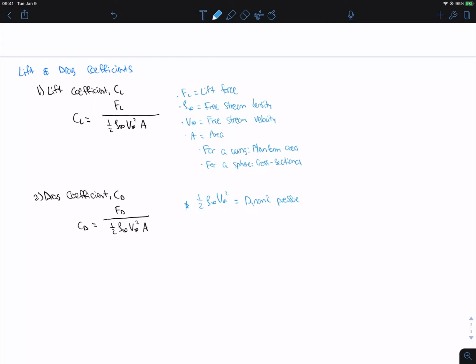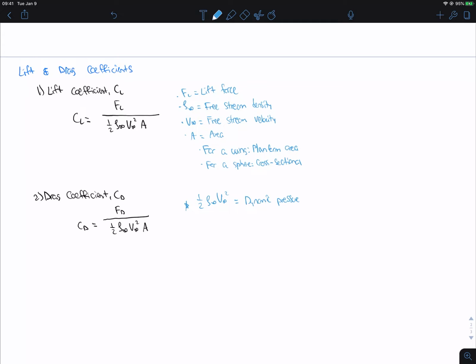Okay, so let's look at these formulas and let's think about how we can find them in the lab. I'll just do this for the coefficient of lift. The lift force, we can find that in the lab. Again, we're going to measure that directly, so we'll have that value. Rho infinity, we'll know that. We can look at the temperature of the air and then we can find the density. The planform area or the cross-sectional area, depending on the object, we can measure that and find that. And then the free stream velocity, we don't know that right away, so we're going to have to find that.